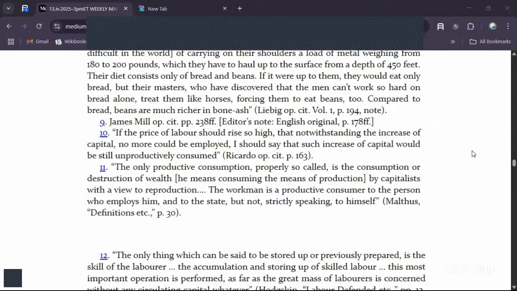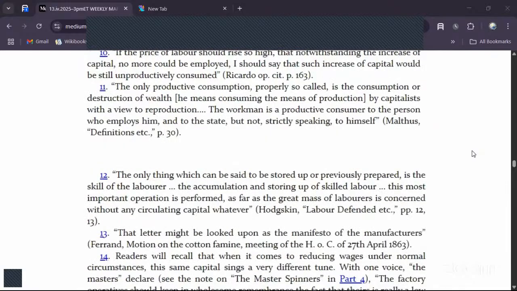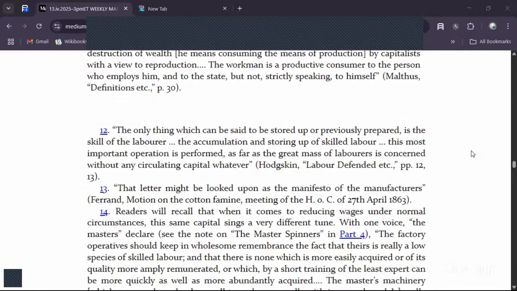The workman is a productive consumer to the person who employs him and to the state, but not, strictly speaking, to himself. Number 12. The only thing which could be said to be stored up or previously prepared is the skill of the laborer. The accumulation and storing up of skilled labor. The most important operation is performed, as far as the great mass of labor is concerned, without any circulating capital whatever.